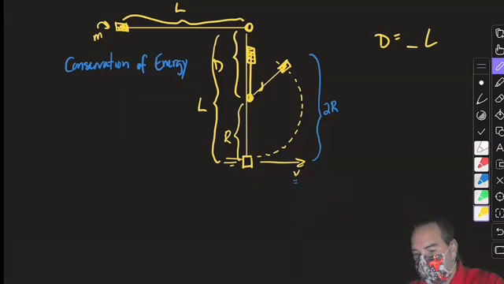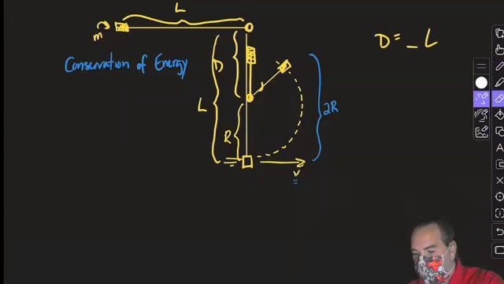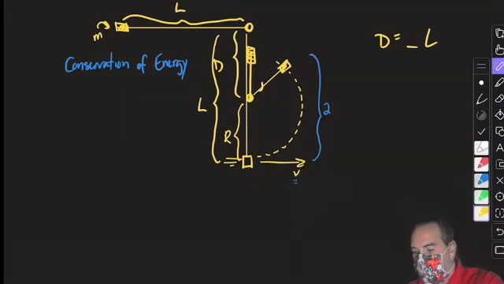L minus R would give you D, sure. So if I want R instead, L minus D. Sure. So that would suggest that the height to which it rises is 2 times L minus D.